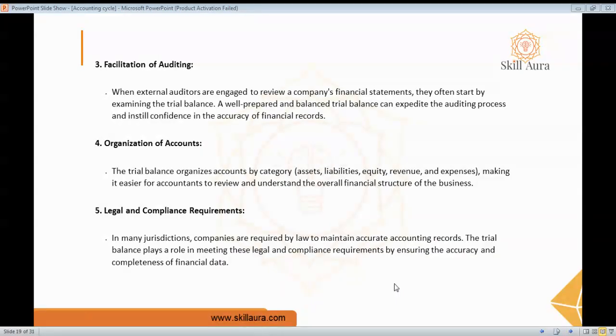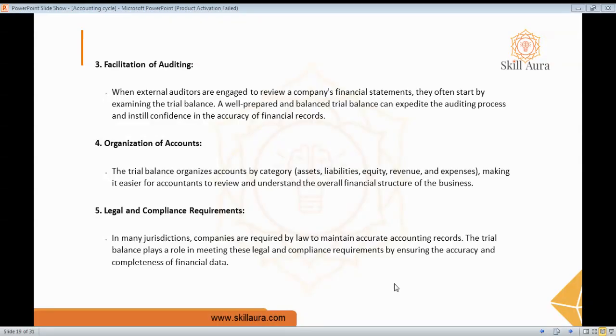The next one is facilitating auditing. Here, the external auditors will engage in reviewing a company's financial statements. So it starts by examining the trial balance, and a well prepared and balanced trial balance can expedite the auditing process and instill confidence in the accuracy of the financial records.